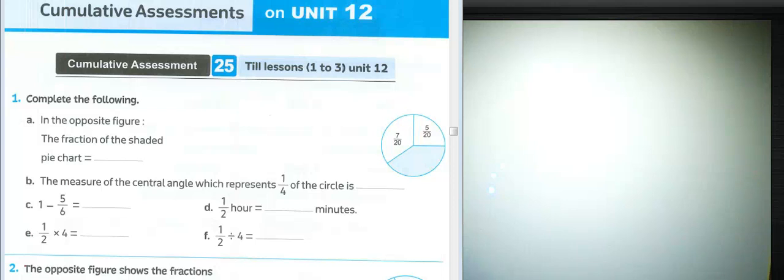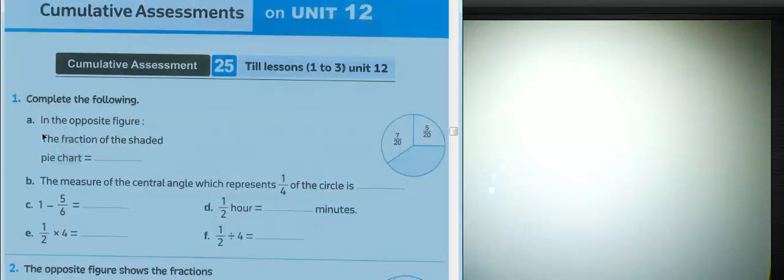Now we will solve cumulative assessment on unit 12. Cumulative assessment 25, lessons 1 to 3, unit 12, from the book, okay? Question number 1, look with me. In the opposite figure, here we have a circle.